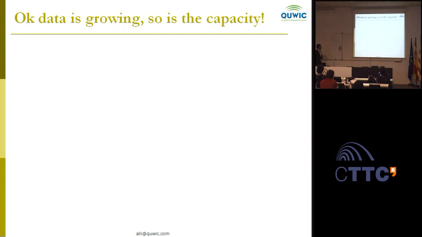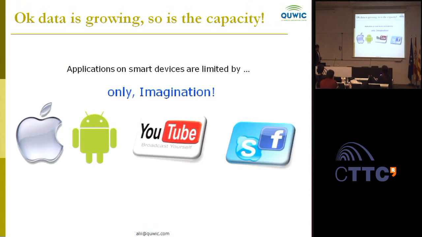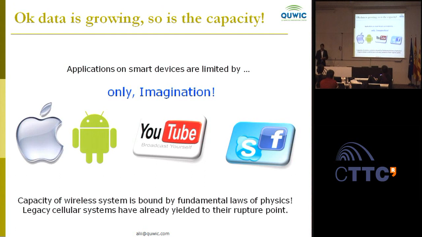Okay, what's the money issue? Data is growing, but so is the capacity. So what is making us worry? The problem is the applications are mushrooming up like, I would say, weeds. Every single second, 10 more applications are born, and they are only limited by imagination. But cellular or wireless system capacity is bound by physical limits. And for existing cellular systems, including UMTS, these physical limits mean we are already at the breaking point.